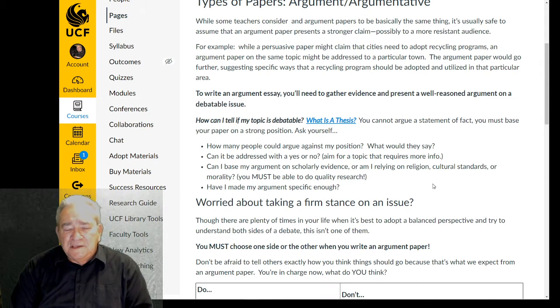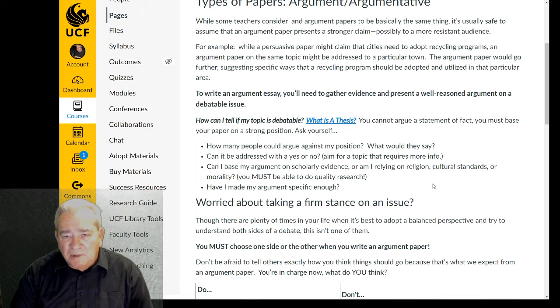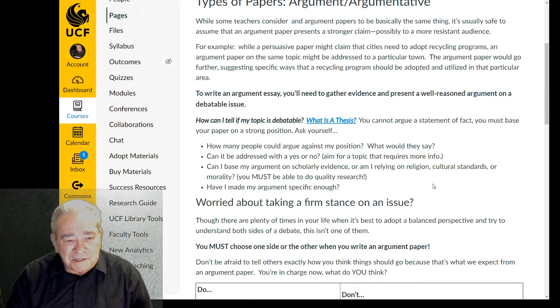So, since your thesis must be something that's debatable, here's things that you have to consider. How many people could argue against my position? I guarantee you that no matter what you have an opinion on, there's probably at least somebody or some few people that have an opposite opinion, because there are some people that we call in the psychiatric world just plain oppositional. They're opposing to anything and everything. And of course, that's getting into a different subject here.